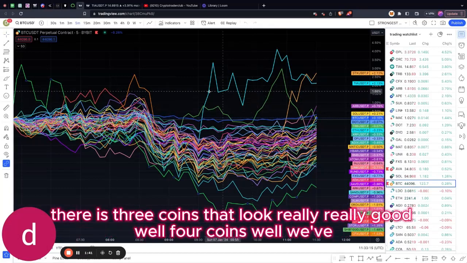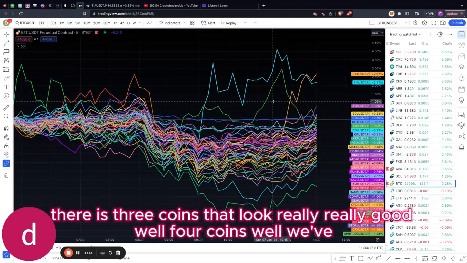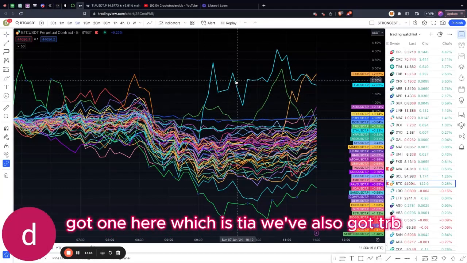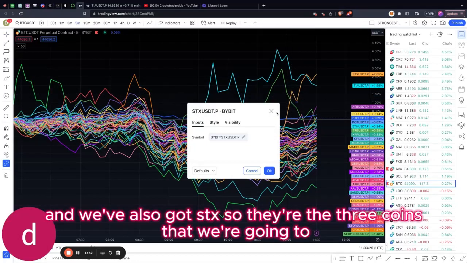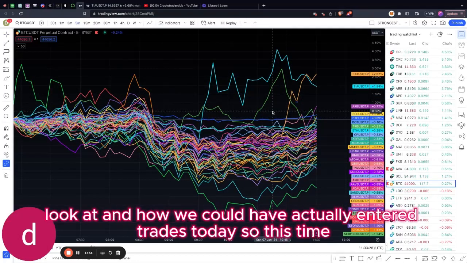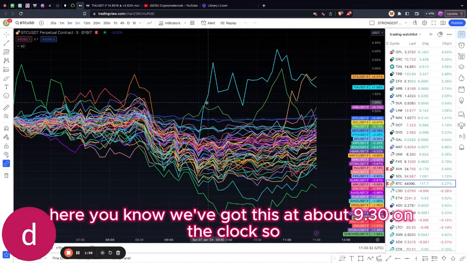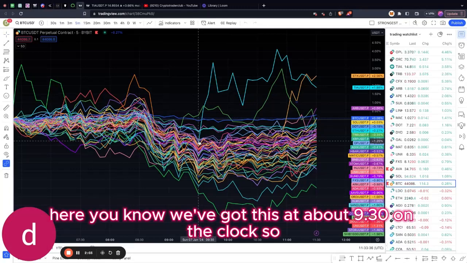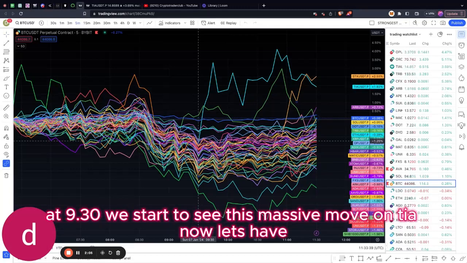Straight away, there are three coins that look really, really good. Well, four coins. The blue one here is TIA. We've also got TRB, and we've also got STX. They're the coins we're going to look at, and how we could have entered trades today. This time here is about 9:30 on the clock, and at 9:30 we start to see this massive move on TIA.